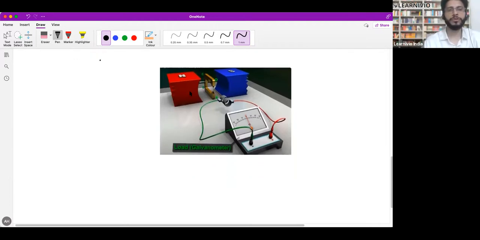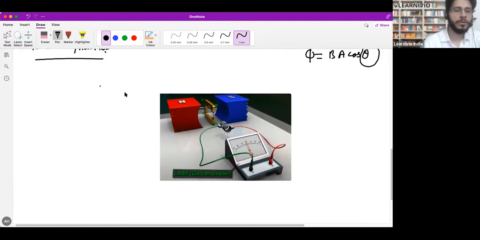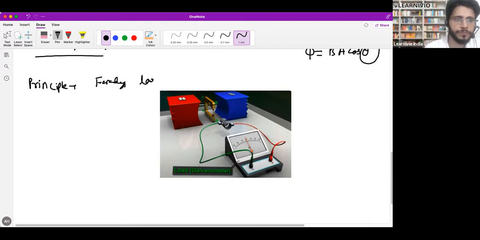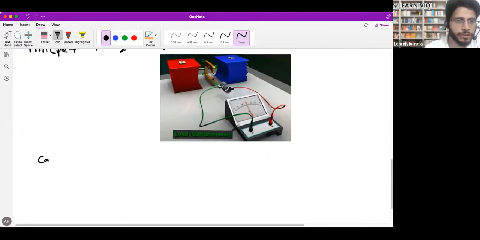So this is the AC Dynamo. This is how it works. The principle and the construction, I will share as a PDF file. The principle is Faraday's law of electromagnetic induction. It works on the principle of Faraday's law of electromagnetic induction. Construction, this I will send you as a PDF. This is basically the construction.